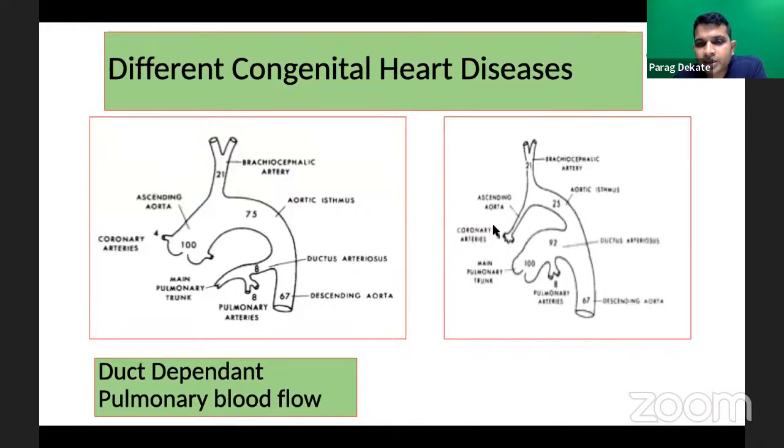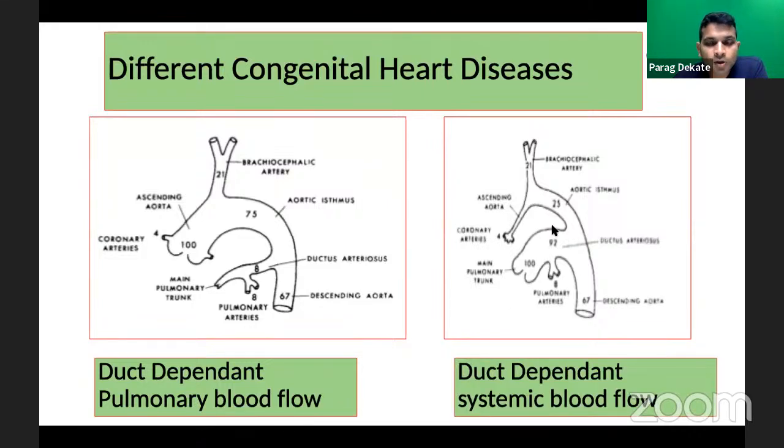Simultaneously, when we see the ascending aorta which is rudimentary, or interrupted aortic arch, hypoplastic left heart syndrome, coarctation of aorta, we really need this ductus arteriosus to be open. Though it will be deoxygenated blood, it will definitely maintain the blood flow to the other parts of the body. So this is called duct-dependent systemic circulation, because if the duct is closed, there will be no forward flow into the whole of the body.